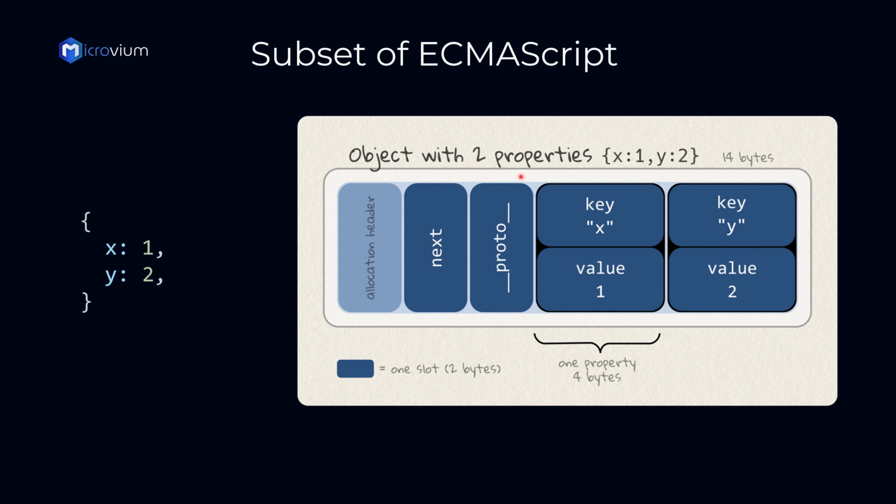There are also properties. This is the x property and this is the y property, which consists of a 2-byte property key, in this case the string x, and then a 2-byte value, in this case the value 1, which may point to larger structures if it doesn't fit in that 2 bytes. So each property here is 4 bytes. There's also a next pointer and a prototype pointer. I won't go into detail about these now.